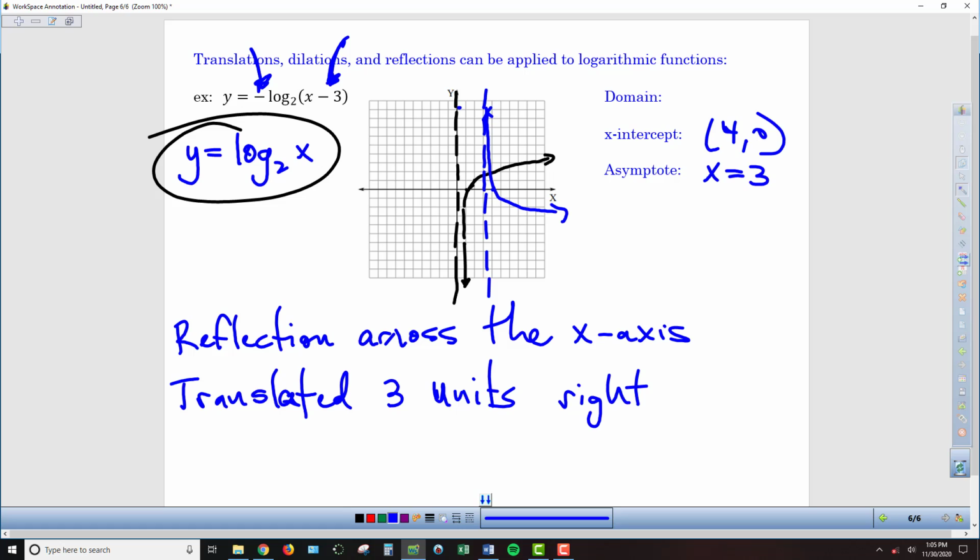And so our domain now, remember, you can't take the log of 0, you can't take the log of a negative. So the easy way to determine the domain would be to take whatever's inside of the logarithm, set it greater than 0, and solve. But we can see from the asymptote that the domain is going to be x is greater than 3. This is just an example of how we can apply some of our transformations. Again, we won't see too many graphs involving transformations with these logarithmic functions, but we need to be familiar with the fact that they can be present, and so we wanted to go through an example that showed that.